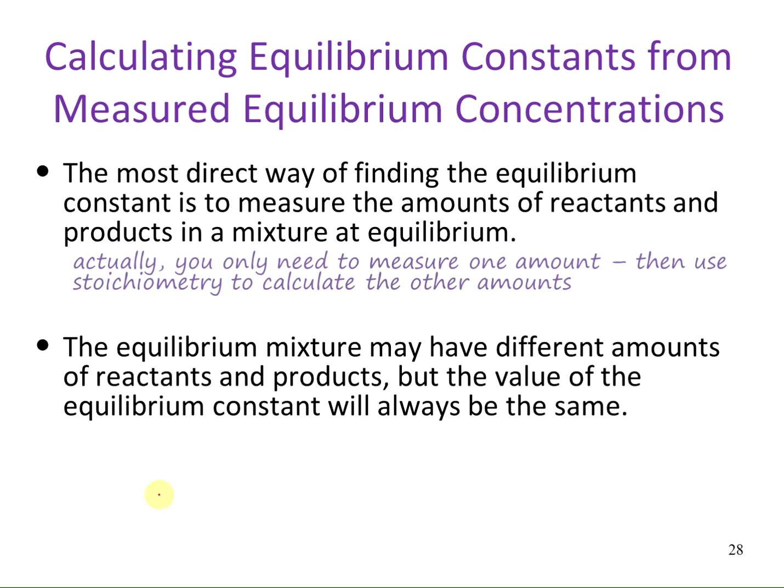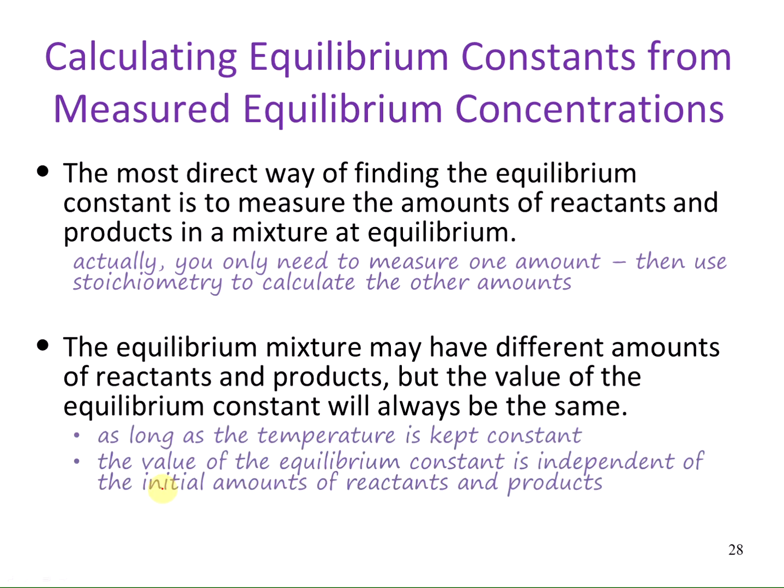The equilibrium mixture may have different amounts of reactants and products, but the value of the equilibrium constant will always be the same. Now the equilibrium constant would be the same as long as the temperature is kept constant, because those equilibrium constant values are dependent upon the temperature at which they're measured. And the value of the equilibrium constant is independent of the initial amounts of reactants and products. So no matter how much you start with of the reactants or the products, the equilibrium constant will always come out the same.